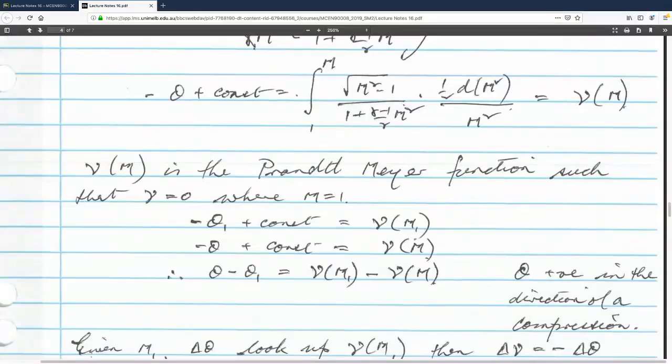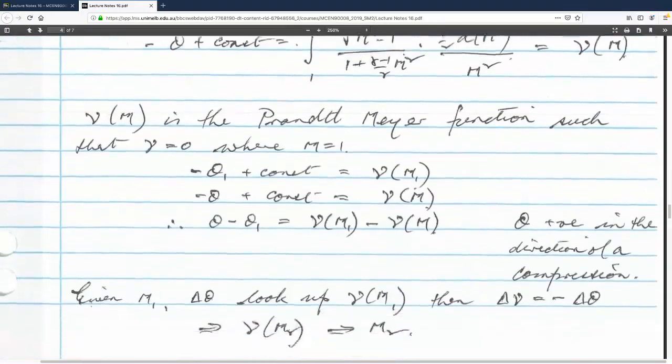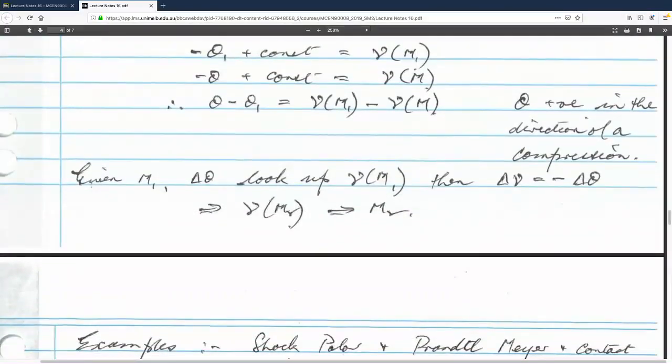So how do you use this? If you're given M1 and delta theta, how much you're going to turn this flow in an expansion, you can look up the table of the Prandtl-Meyer function for M1, and then you know what the change in the Prandtl-Meyer function is for the change delta theta. You're going to change theta by so much, so this change in theta is going to give you a change in the Prandtl-Meyer function, and so you know what the new Prandtl-Meyer function is, given what delta nu is. The new Prandtl-Meyer function is a function of Mach number M2, and that gives you M2.